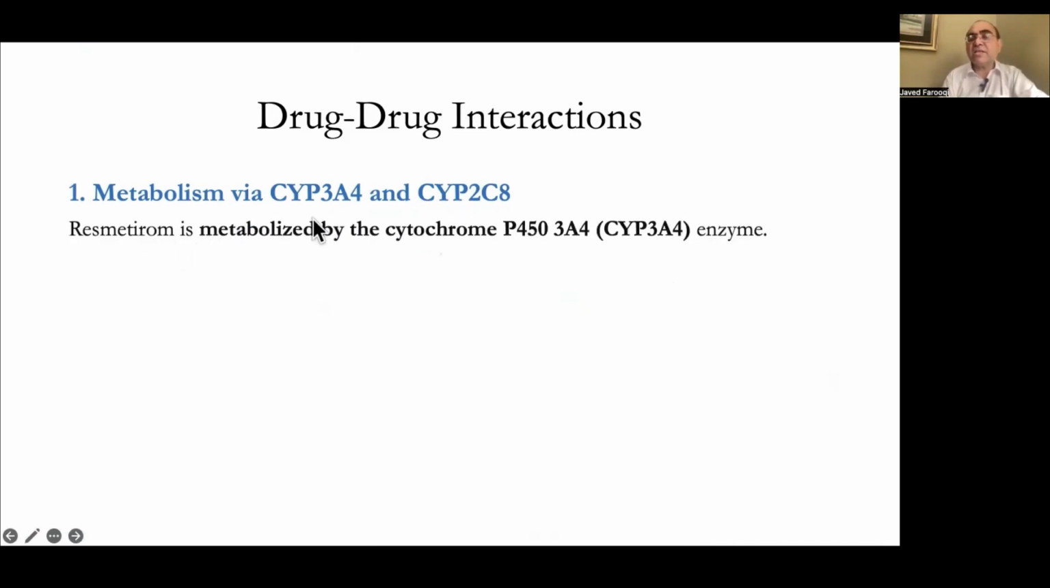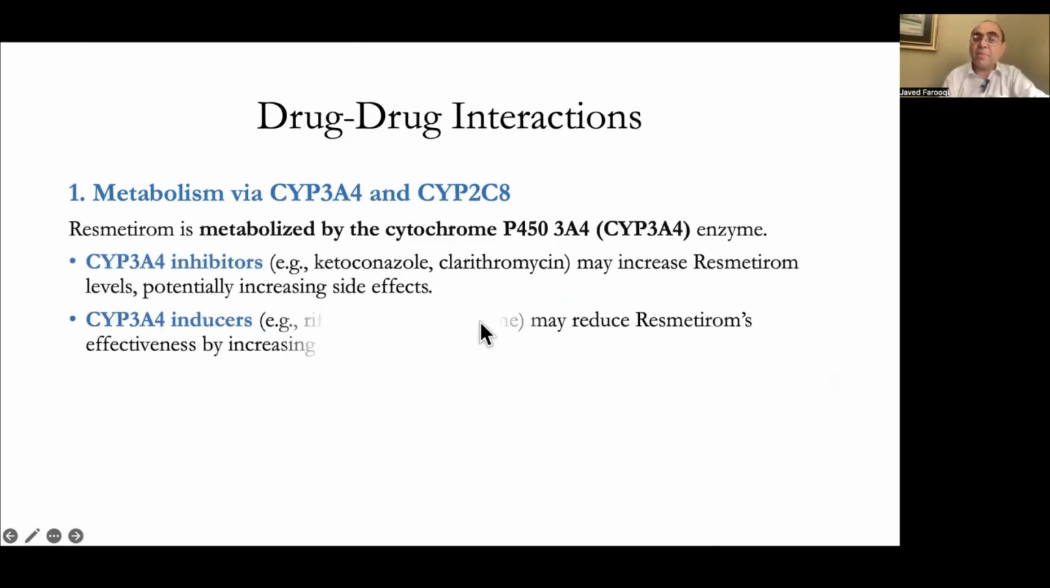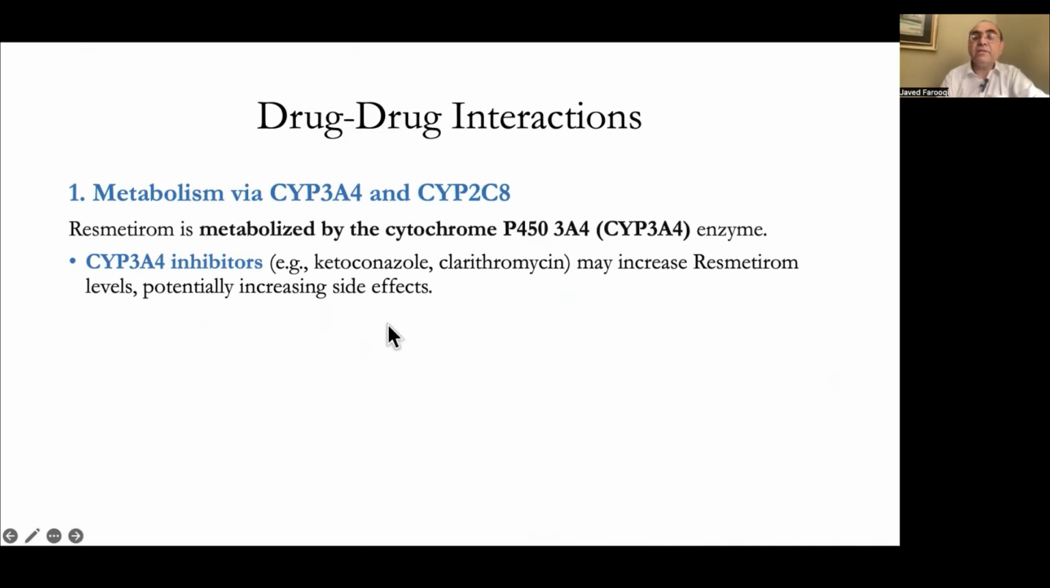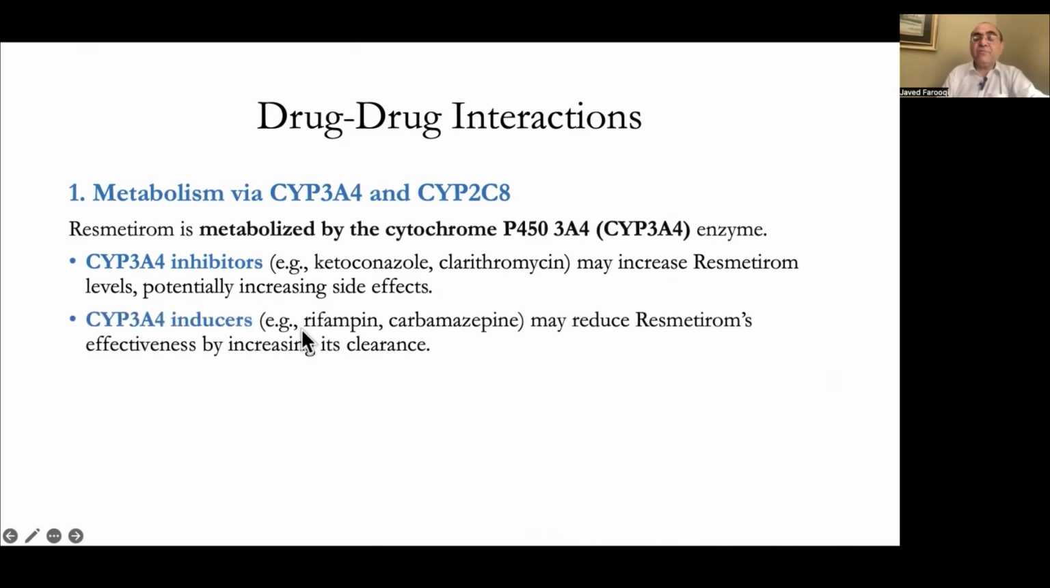Resmetirom is metabolized by the cytochrome P450 3A4 enzyme. The inhibitors of CYP3A4 like ketoconazole and clarithromycin may increase resmetirom levels, potentially increasing side effects. The CYP3A4 inducers, that is rifampin and carbamazepine, may reduce resmetirom's effectiveness by increasing its clearance.